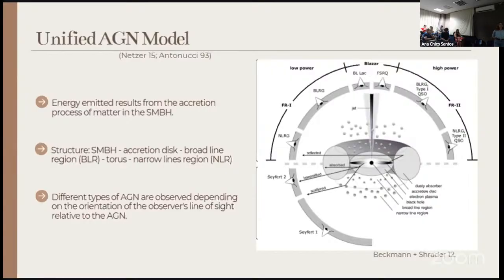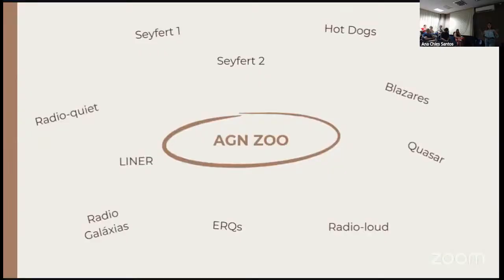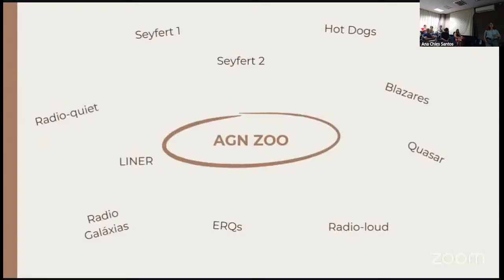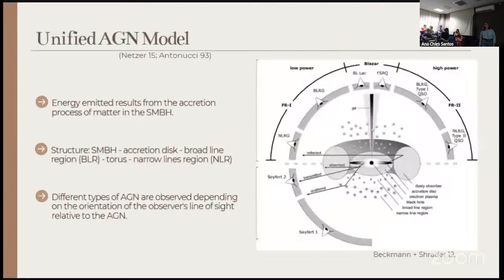And in more distant regions, we have the narrow line regions. And you can see different types of AGN depending on the orientation of the observer's line of sight relative to the AGN. So we can have a diverse AGN zoo depending on the orientation that we're looking at the AGN and the luminosity. You can have Seyfert 1, Seyfert 2, hot dogs, blazars, quasars, extremely red quasars, and so on.